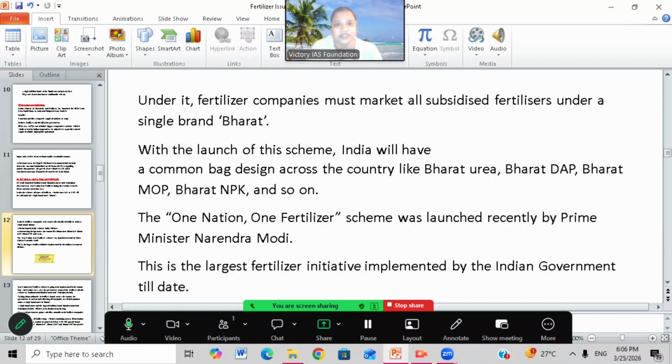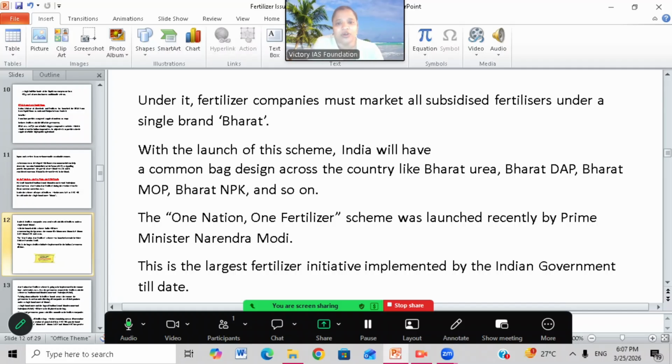There are no different companies, different names. Okay, for all companies, only one name for the fertilizer, that is Bharat. Whether it is urea, NPK, or DAP, whatever the fertilizer inside, the name is common. With the launch of the scheme, India will have a common bag design across the country, like Bharat Urea, Bharat DAP, Bharat MOP, Bharat NPK, and so on. So only one bag design will be there.